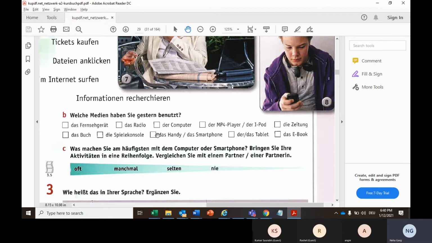Rachel, can you make it verbally? Like if you have to say, yesterday I have used computer, MP4 player and then tablet. So can you say that in German?